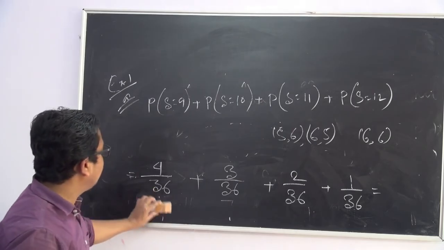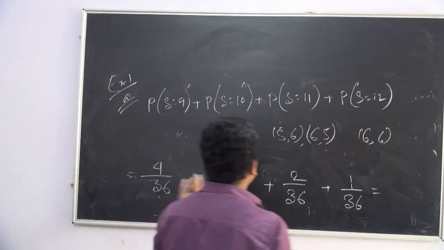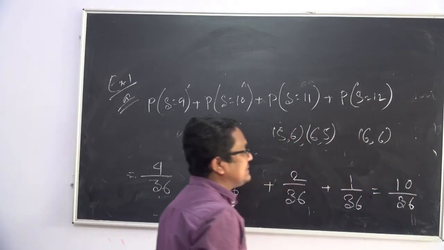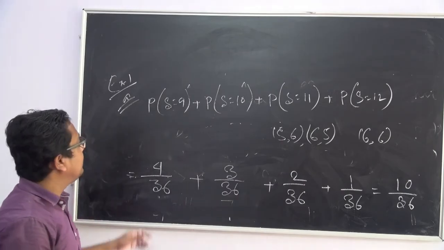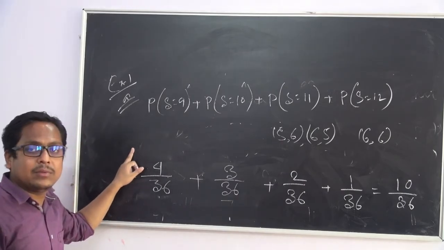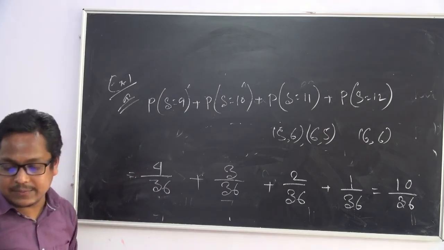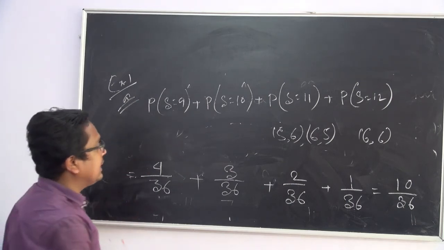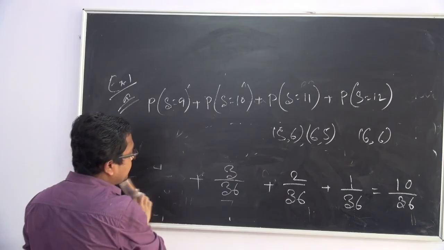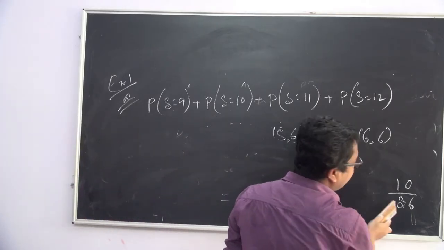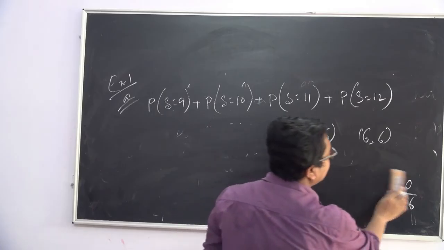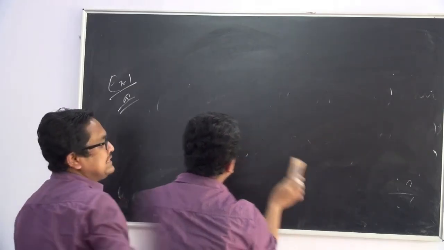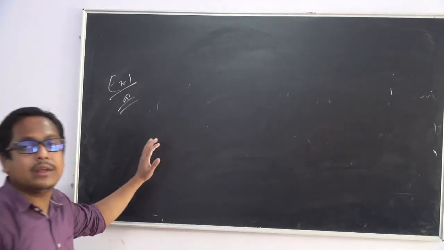Now if we add all those things, 10 by 36. This is the probability for getting a sum greater than 8. This is the result, 10 by 36. You can reduce this term also, no problem, or keep it as it is. The next question is neither 7 nor 11.